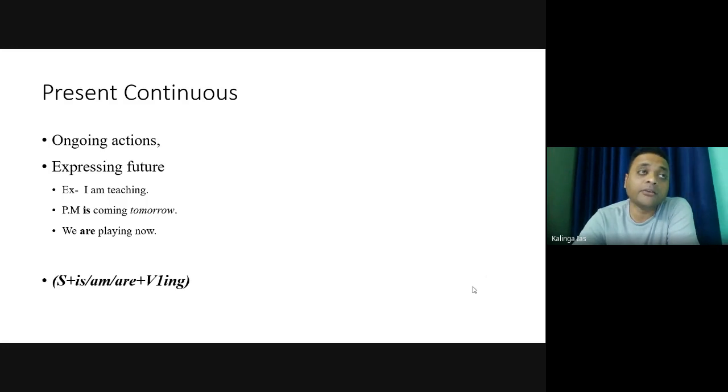Okay, present continuous is used when you talk about actions which are going on at the time of speaking. Ongoing action has to be expressed using present continuous. Another context we have, you can already see that on the screen. When we want to express future, there also we can use ing. Can you give an example?